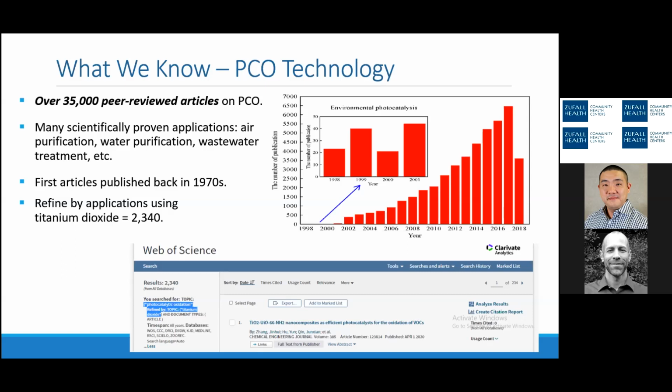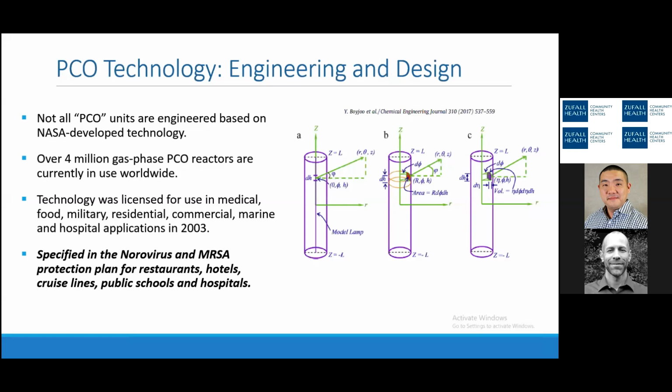Some of the first articles published on this technology go back to the 1970s. If you refine by titanium dioxide, which is the catalyst used inside the vast majority of these PCO reactors, there are still over 2,000 peer-reviewed publications specific to titanium dioxide and PCO technology. So there's a lot of background information, a lot of safety information, and a lot of information on the effectiveness of this technology.